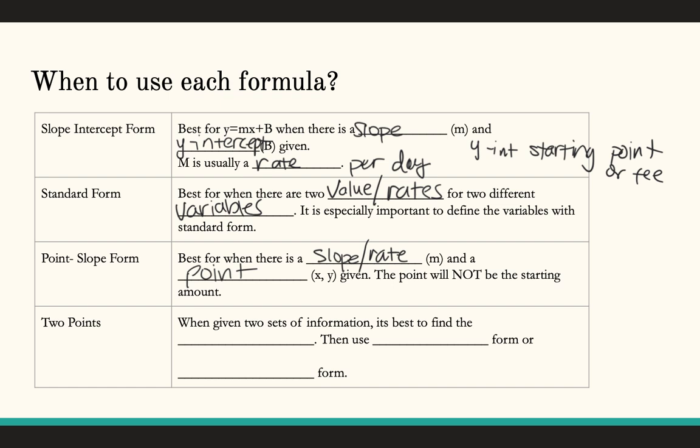Two points are when we're given two sets of information. You have to find the rate first, which will turn into the slope. Then use point slope form or slope intercept form to create your equations. And so what's most important with these is reading the information in the problems and deciding what you have and what you need to find. A lot of the time they'll tell you which form is helpful and then ask a question about it. So we're going to do some examples here.